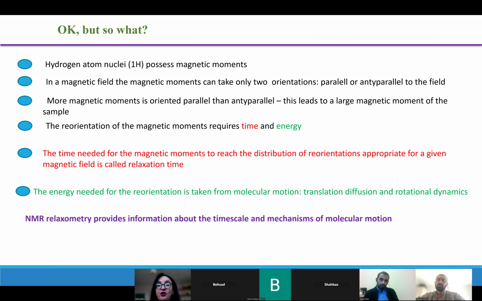Then there is point 4, which is very, very problematic. The reorientation of the magnetic moments requires time and energy. First, I hate to use the word reorientation, because this brings us close to this concept of a sphere with an attached arrow orienting, and this is an entirely wrong misconception. However, there are no better words.